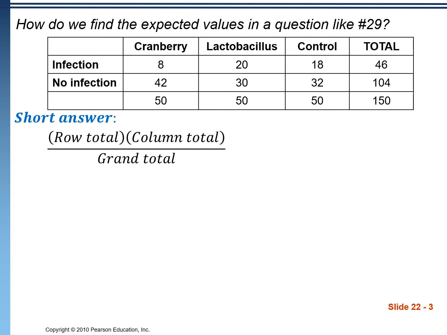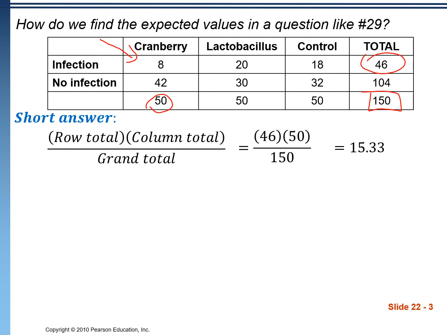So if we wanted to find the expected value for this cell right here, we take the total number of instances in that entire row going across, we multiply it by the total number of instances in that entire column, so 46 times 50, and then divide by the grand total, 150. That's going to give us 15.33.